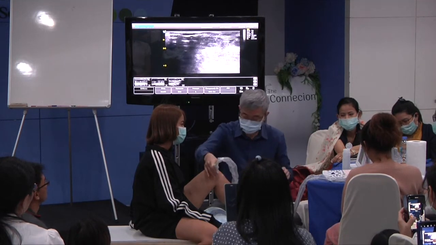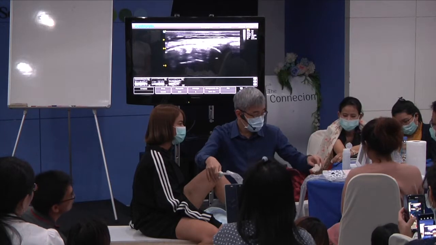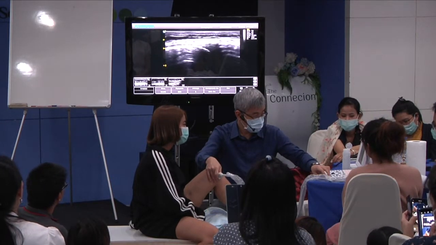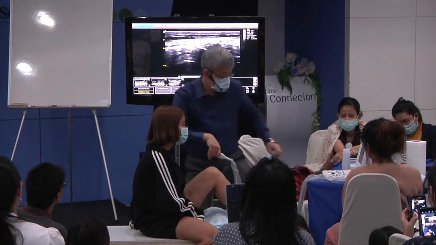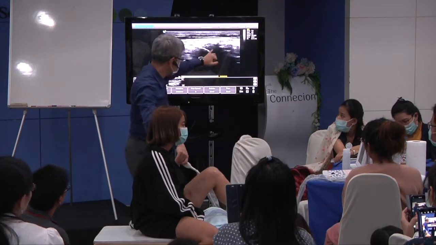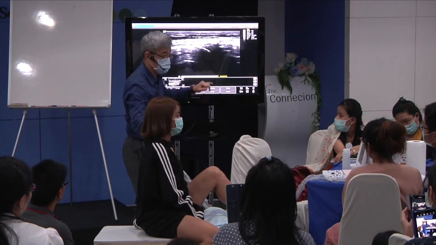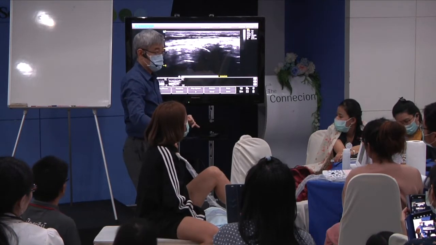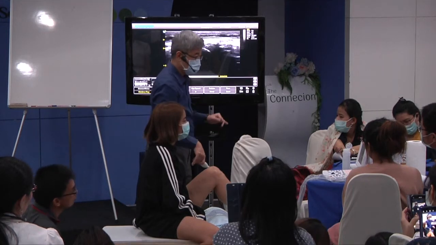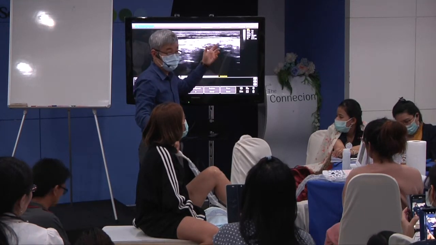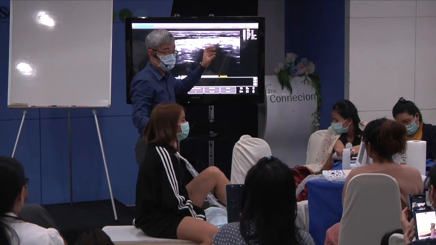If there is a cyst in here, that is also an indication of meniscal tear. And the cyst will help you to identify the dislocation of the medial meniscus.